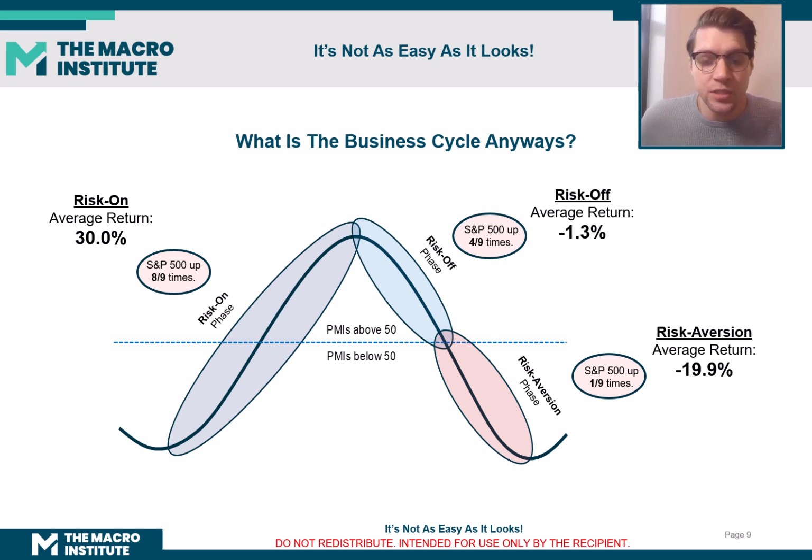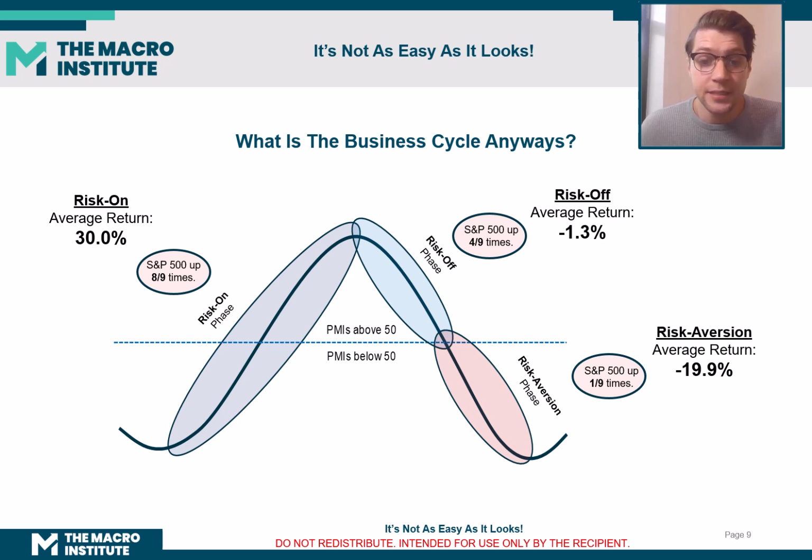Risk off, which is similar to the recession phase. You can see it's about a 50-50. S&P 500, it's been up 4 times, average return slightly negative. And then during the risk aversion phase, or as the economy's troughing, you can see horrible returns, only positive 1 time, negative 20%.